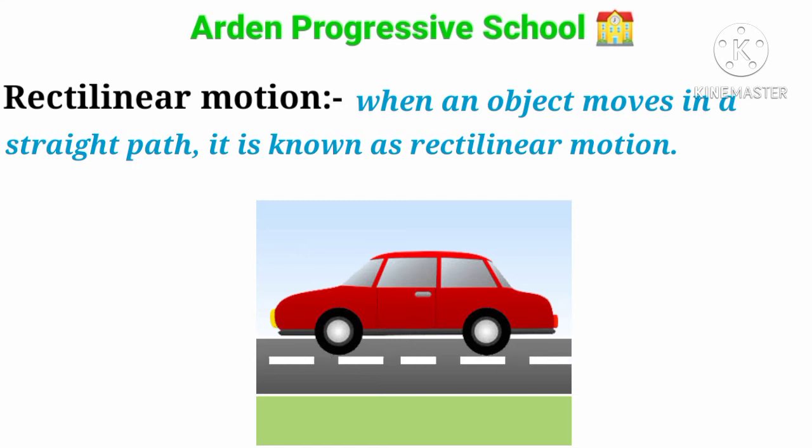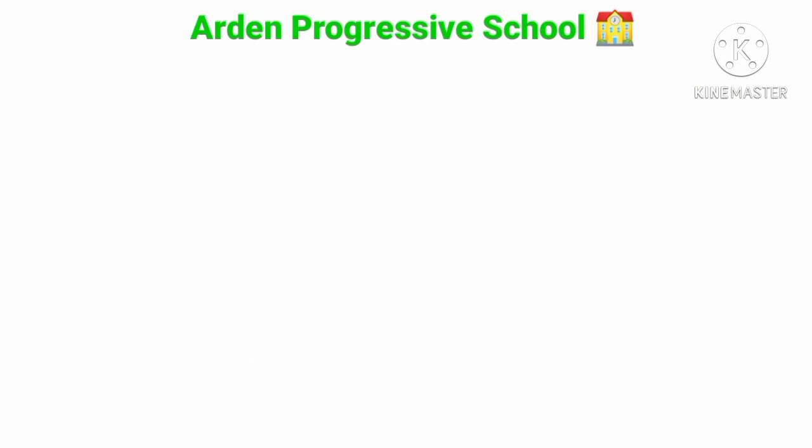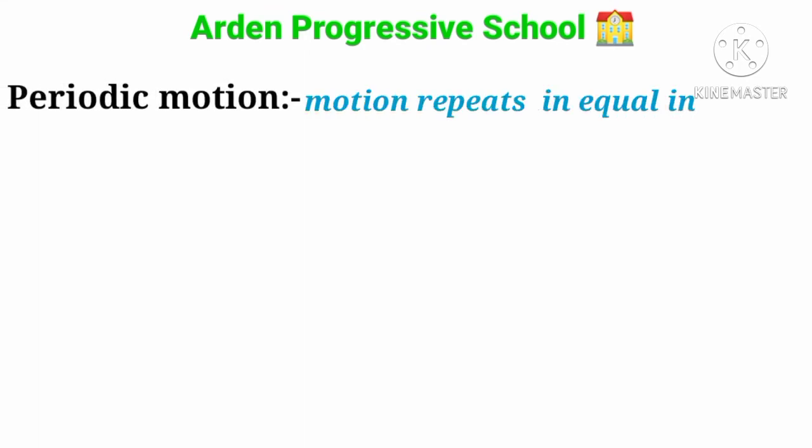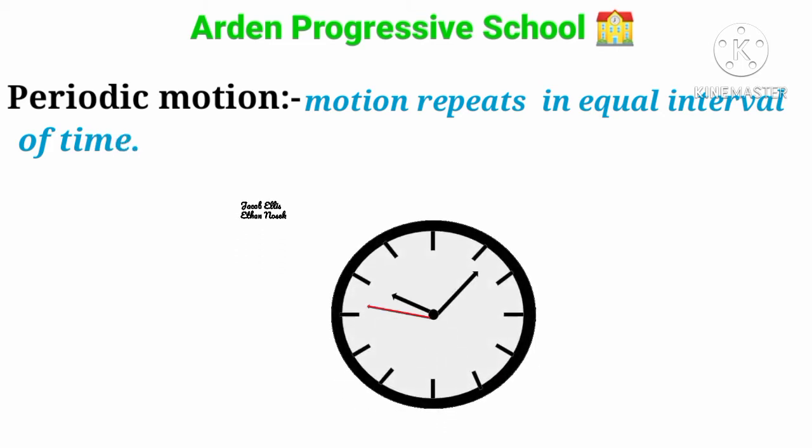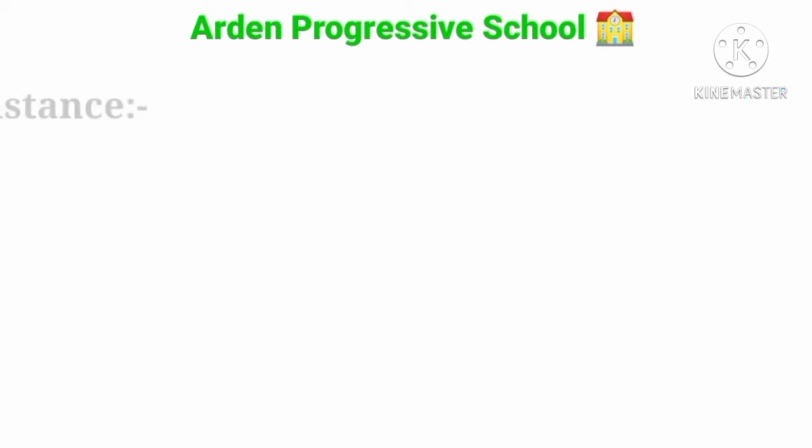So it is an example of rectilinear motion. Now the next is periodic motion. The motion that repeats in equal intervals of time is known as periodic motion. So the clock is an example of periodic motion.